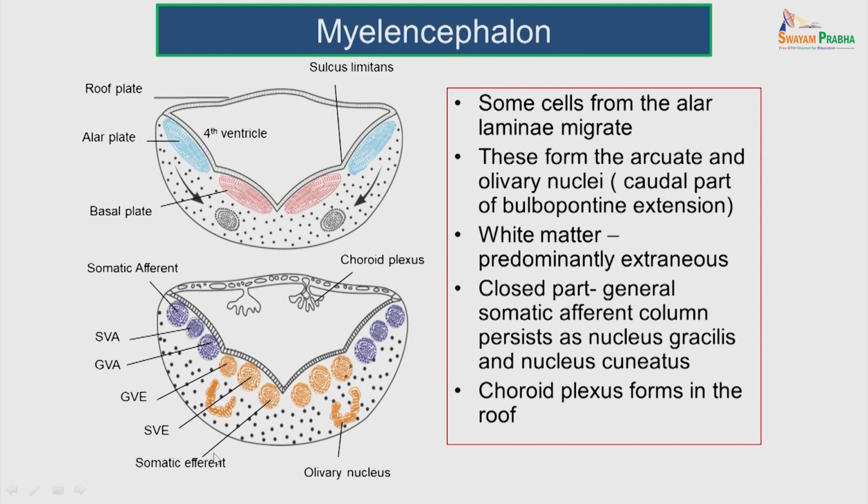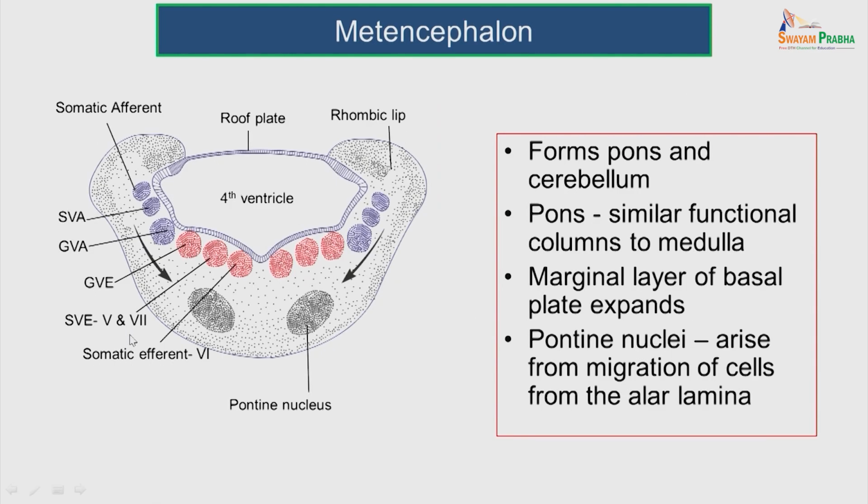You can see here the somatic efferent, special visceral efferent, general visceral efferent, then general visceral afferent, special visceral afferent and somatic afferent columns are formed. Now, let us see the metencephalon. The metencephalon forms the pons and the cerebellum. The pons has similar functional columns to the medulla.